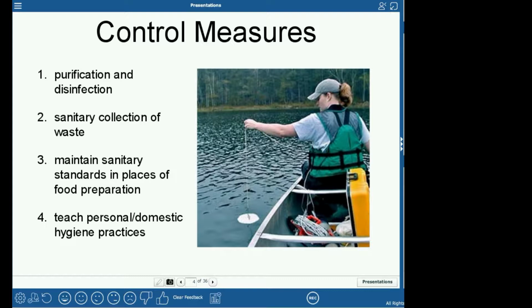Another method is collecting our waste in a sanitary manner, like using a toilet or a bucket, rather than going straight into a river or whatever your source of drinking water is. Also, having sanitary practices in food preparation, and teaching personal hygiene to folks. Some folks don't know that you should wash your hands after you go to the bathroom, or before you eat.